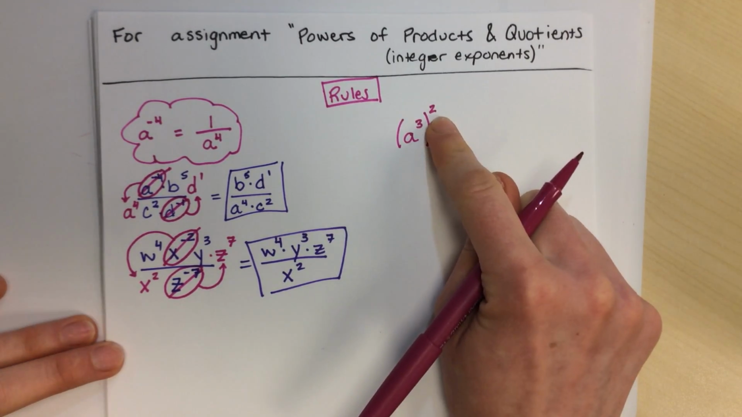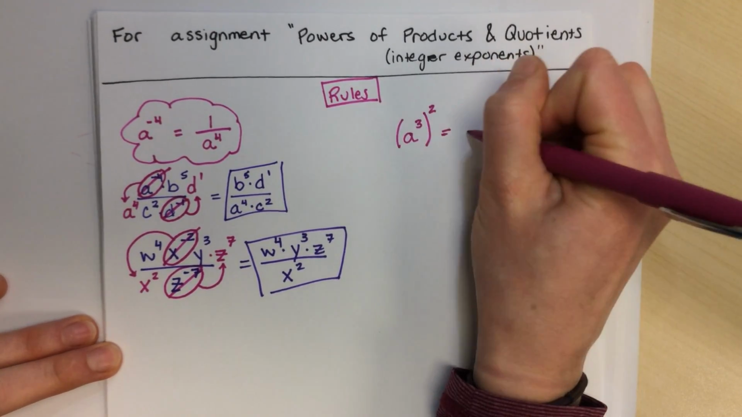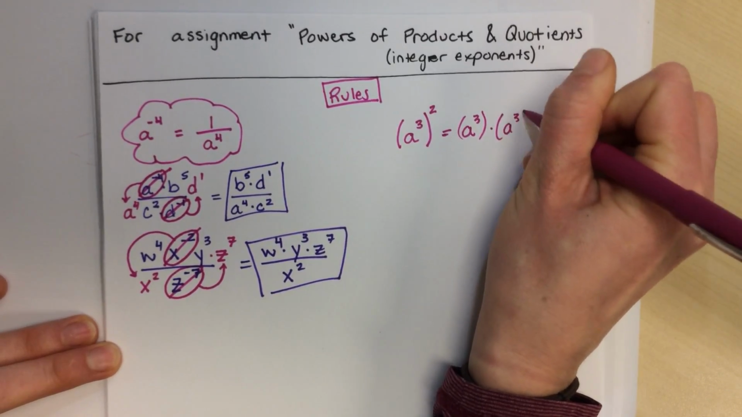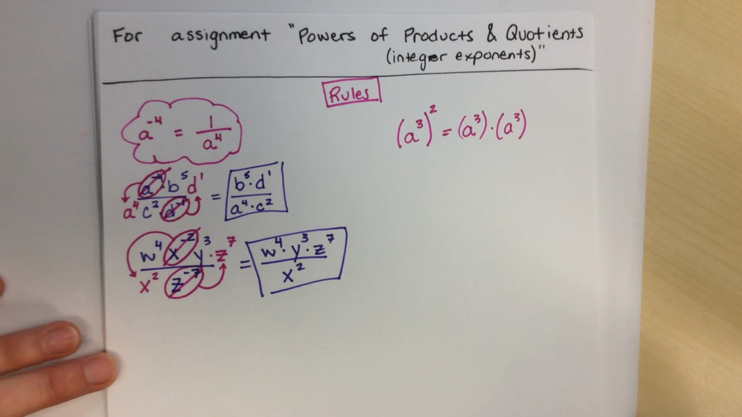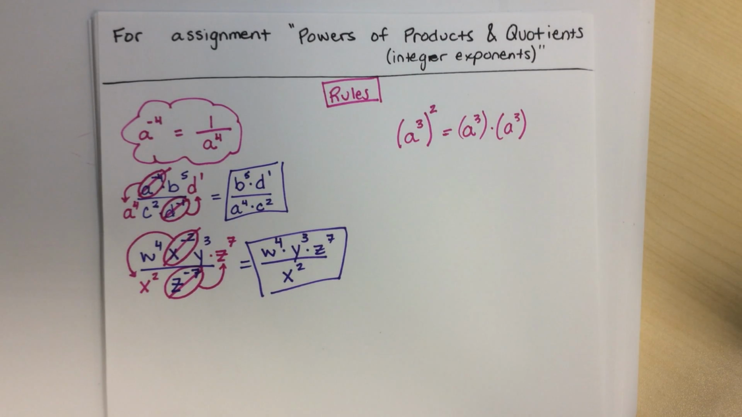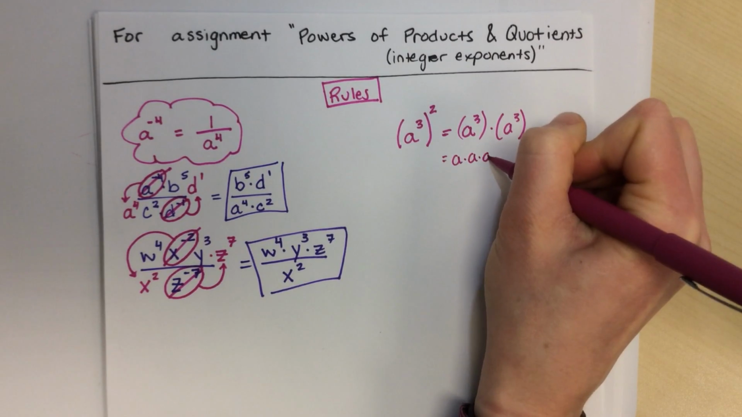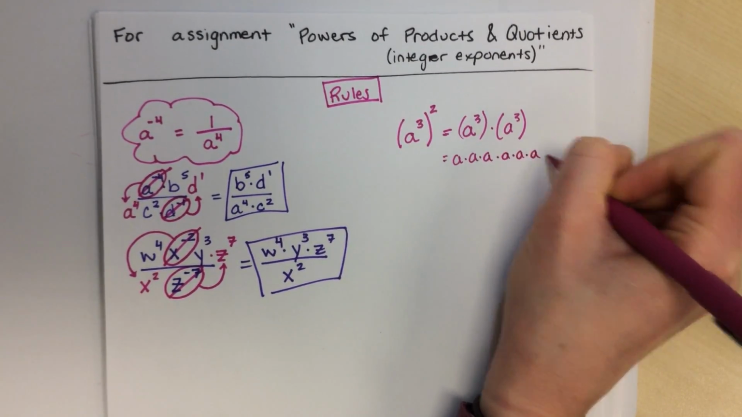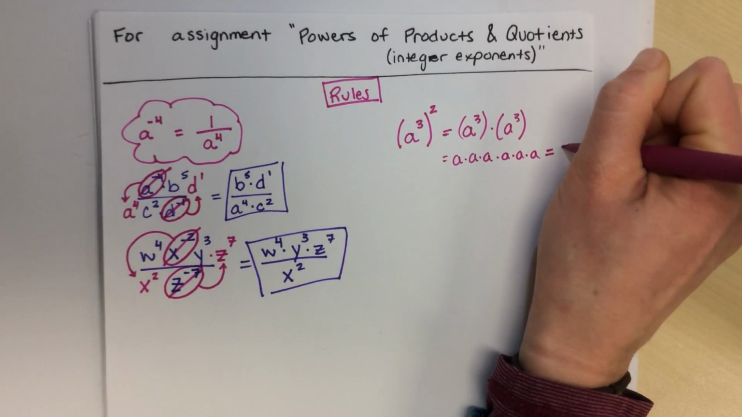Well, squared just means multiply this guy by itself 2 times. So this really means a to the 3rd times a to the 3rd. That 2 represents 2 times. Okay, but then how many a's do we actually have? Well, this is 3 a's, so a times a times a. This is another 3 a's, a times a times a. How many a's is that actually? 6 a's.